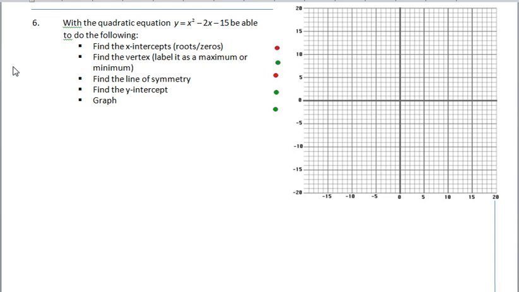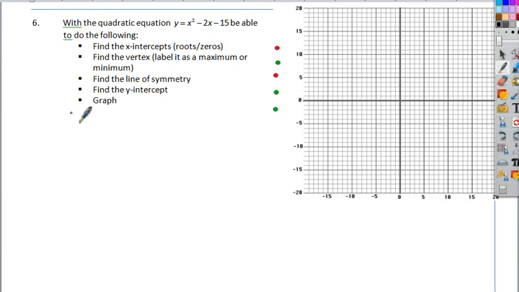What we have to do with number 6 is take our quadratic and do the following. Find our roots, or find our x's, so we're going to solve that. We're going to find the vertex, not hard. Find the line of symmetry, not hard. Find the y-intercept, totally easy, and graph.